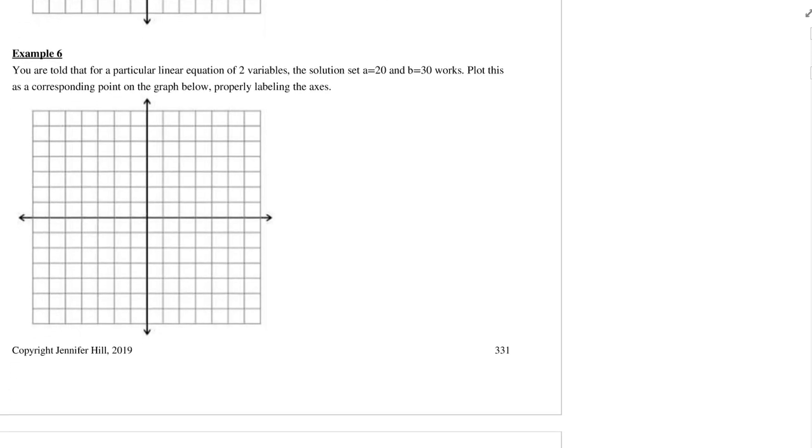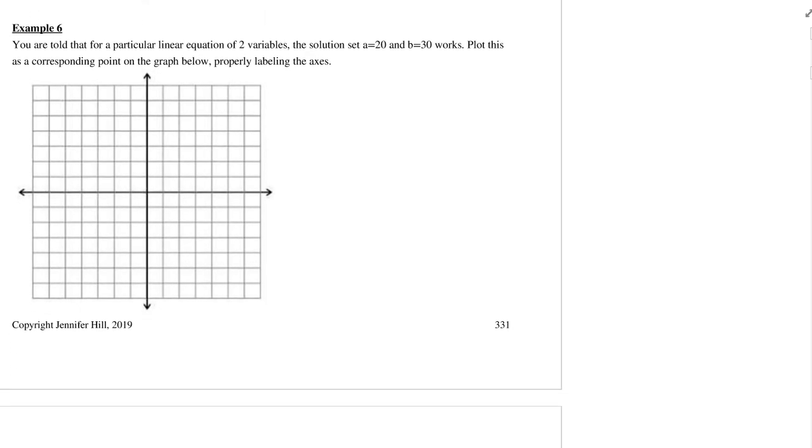And then the other thing is, sometimes we might have to scale things, and sometimes we also might not have everything in terms of X and Y. So here's an example where we might not have everything in terms of X and Y. Okay, so what I have here is I want to plot this solution set where A equals 20 and B equals 30. But I told you that the graph stands for X and Y. So I just want to make sure you understand how to translate that.